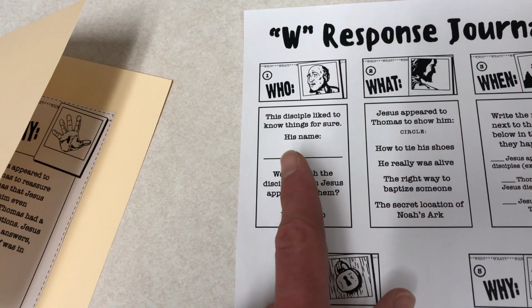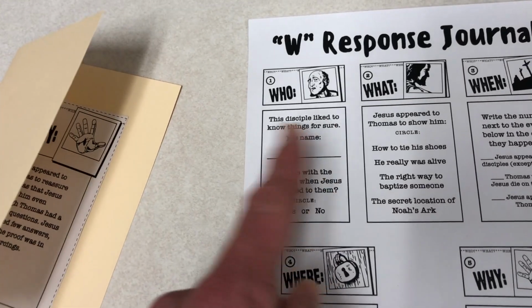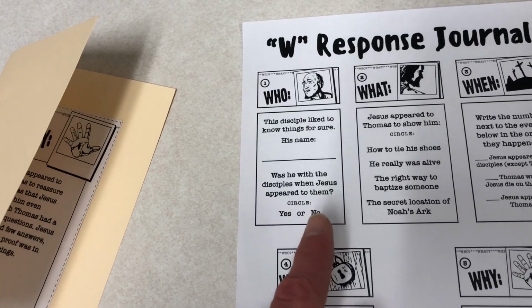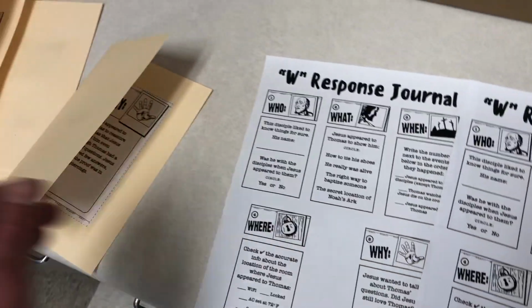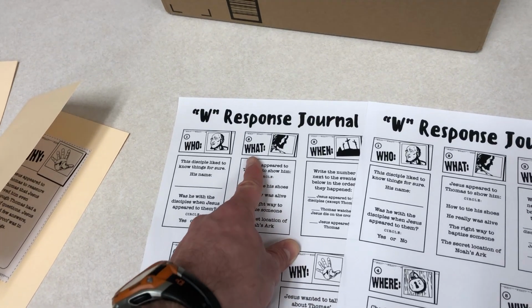to answer the questions. This disciple liked to know things for sure. His name, and then he'd write in Thomas. Was he with the disciples when Jesus appeared to them? He would circle no. And then once he answers that question, he comes back and hands the response journal to the kid who is what.